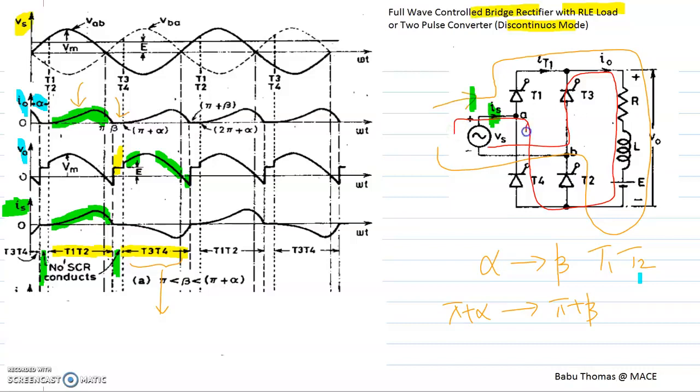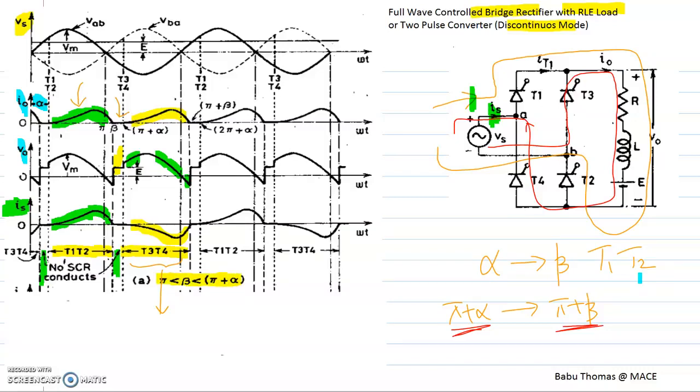So here I can mark the direction of current like this, which is opposite to the conventional direction of the IS marked over there. So even though I0 is flowing in the same direction during each set of conduction, the source current reverses its direction from the period of pi plus alpha to pi plus beta. So that can be seen over here. This is I0 and IS is the negative of I0.